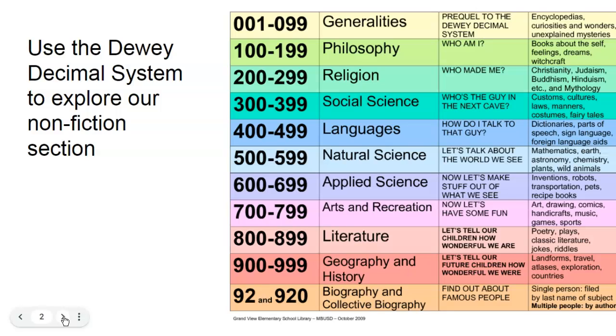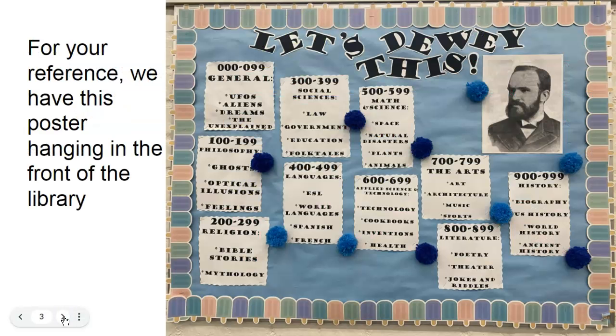The first type of print resource that we have is our nonfiction section, and as you see, there are a lot of great resources about different subjects. For our nonfiction section, we always use the Dewey Decimal System to explore. You can find the sign that says, "Let's Dewey this," and has a picture of Dewey in the very front of our library.